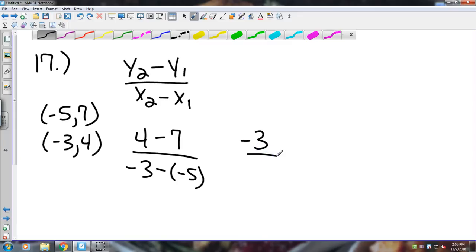Again, I'm not asking for a number answer, what does -3 minus a -5 mean? Add 5. So what is -3 plus 5? +2. So my slope is -3 halves. Don't change it to -1 1/2. Don't make it a decimal. Leave it as -3 over 2. That's rise over run. That's exactly what we want.